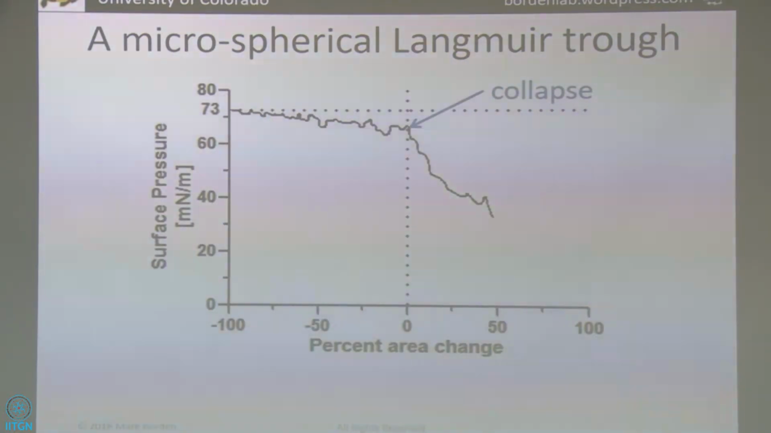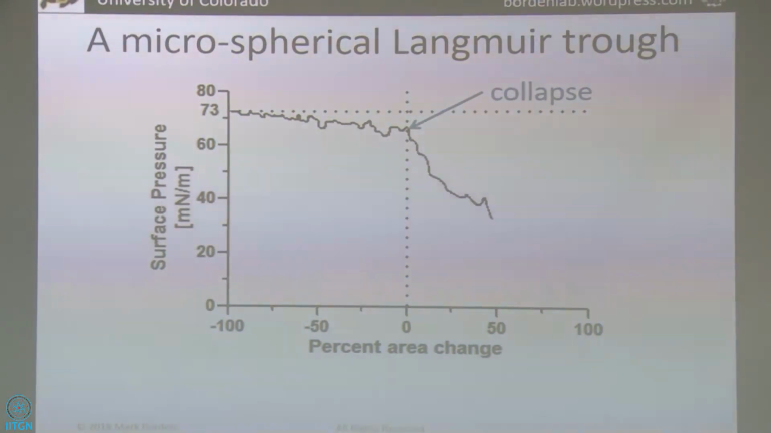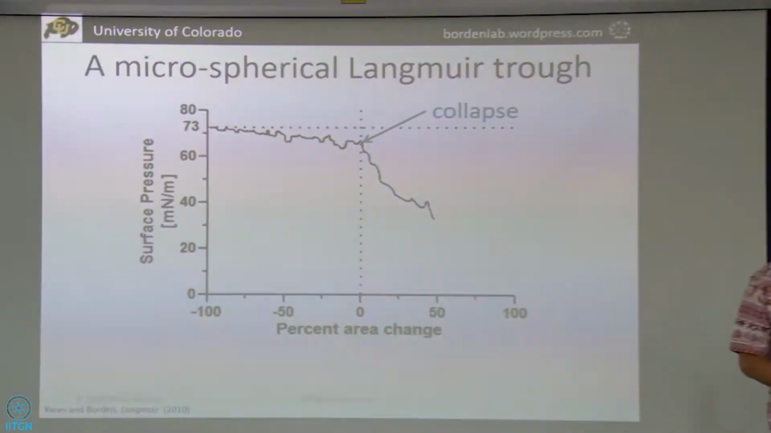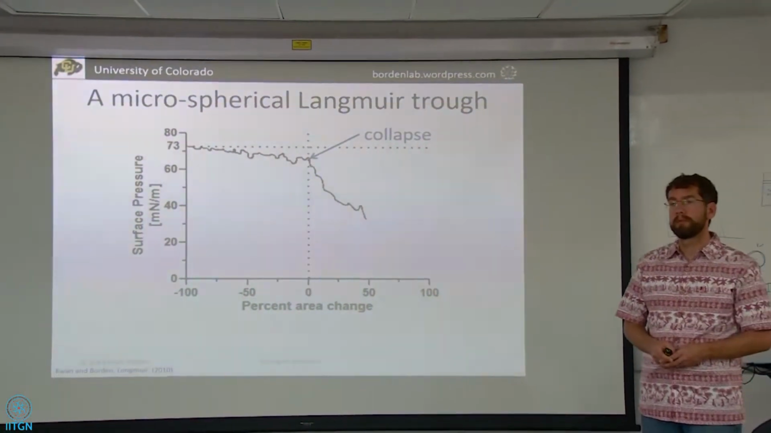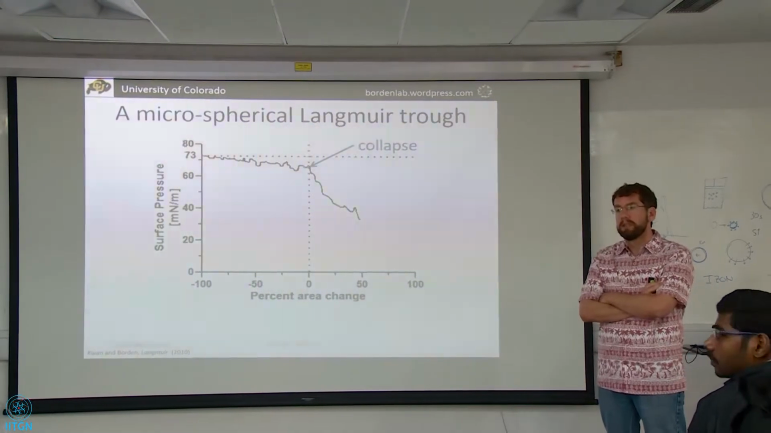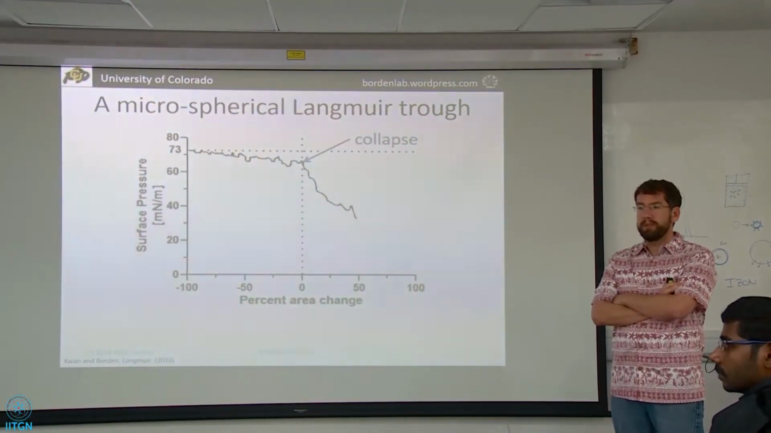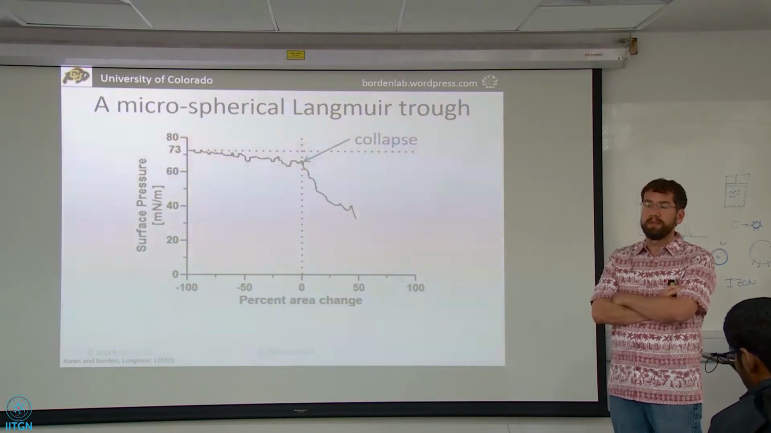Was the surface tension measured? Which method, using the pendant drop method? I'm sorry, he's asking if the surface tension was measured or estimated. It's estimated by fitting the model to the data.